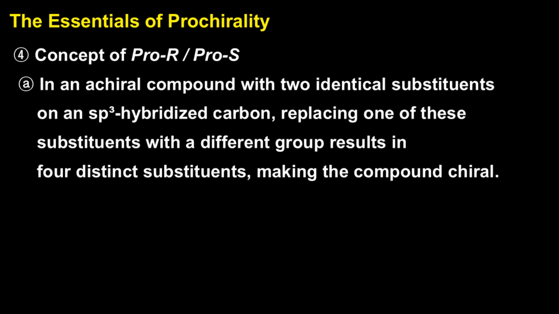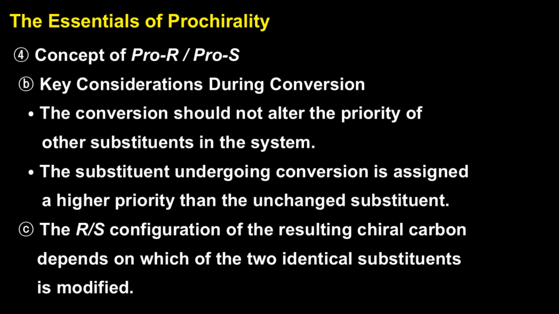Basically, if swapping out one of the identical groups gives you an R configuration, we call that group pro-R. If the replacement gives you the S configuration, it's pro-S. To assign pro-R and pro-S the right way, there are a couple of key things to keep in mind. First, the priorities of the original substituents have to stay the same when the conversion happens. You don't reshuffle the whole thing.